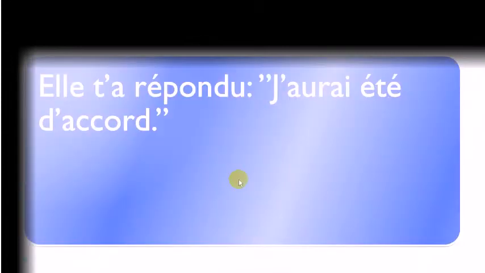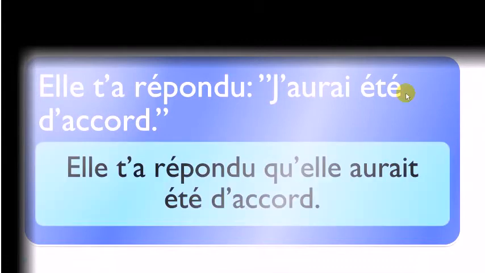Elle t'a répondu, j'aurais été d'accord. Okay, so here, what do we have? First, as usual, we've got this passé composé. Then j'aurais été d'accord, here we've got this futur antérieur form. And it will become elle t'a répondu qu'elle aurait été d'accord. So still the same thing. Keep in mind that it looks a little bit like the previous form, but it is quite different because it's what we call conditionnel passé. Okay?